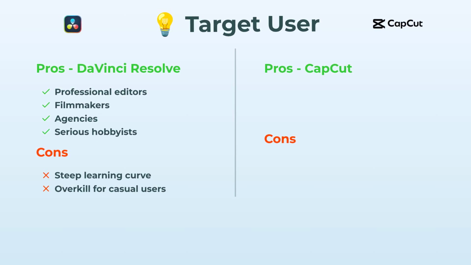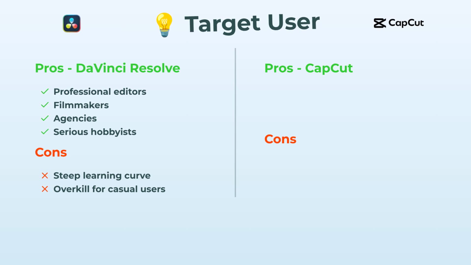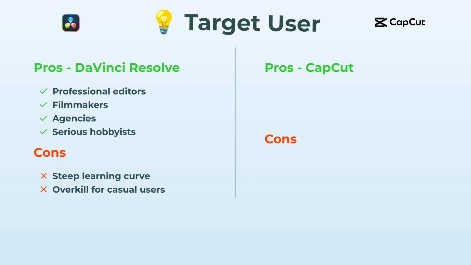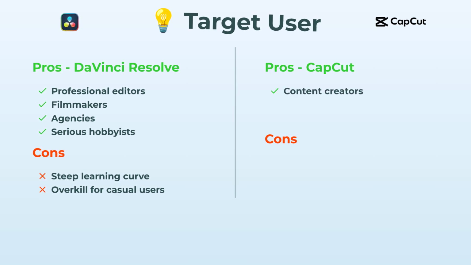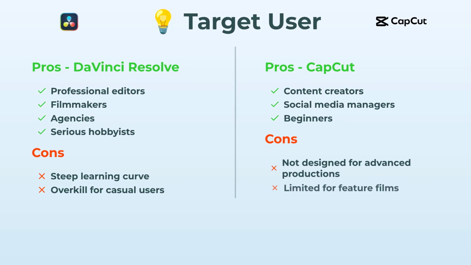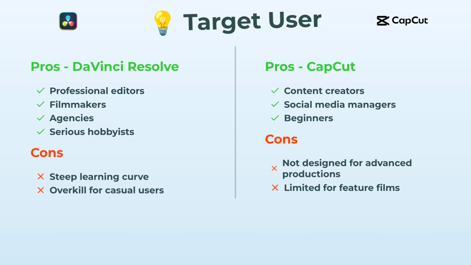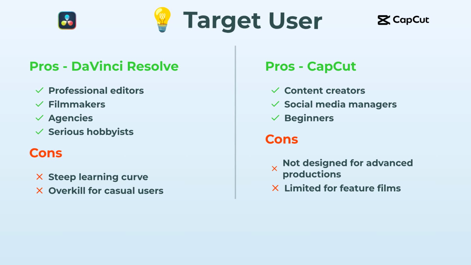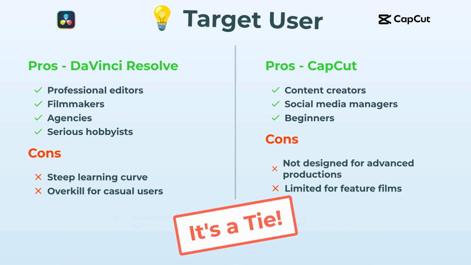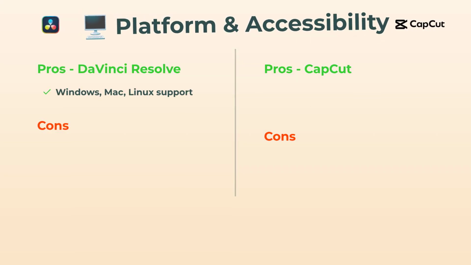Target user. DaVinci Resolve is kind of a dream for professional editors, filmmakers, agencies, even serious hobbyists who want that film look. But if you're just dabbling or want super quick edits, the learning curve here is pretty steep. CapCut, on the other hand, this one's built for content creators, social media managers, and beginners. Like, if you want results fast without reading a manual, CapCut's your guy. Downside is, it's not really cut out for advanced productions, or anyone making a feature film, let's be real. So, both have their crowd. Honestly, it's a tie.